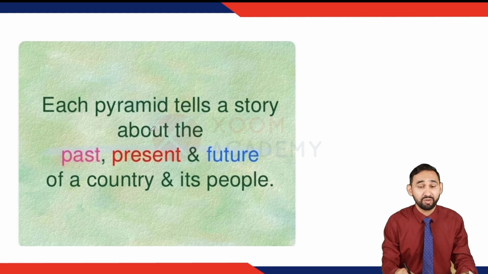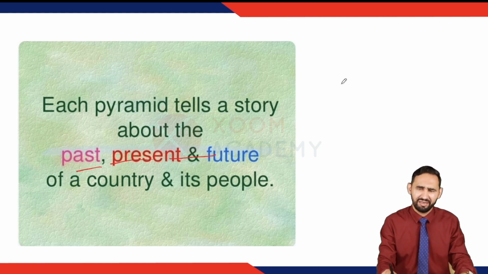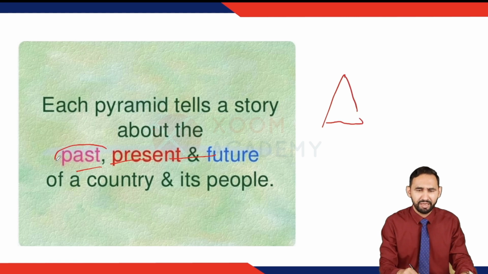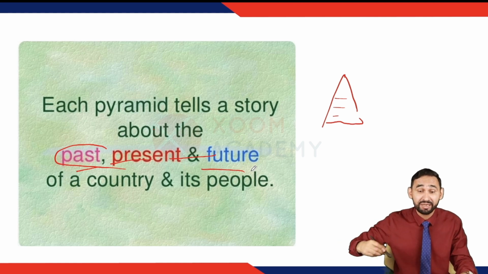Each pyramid tells a story about past, present, and future. What is this? This is a pyramid. If growth is greater, it shows that dependents are greater. What is the future? There will be a greater number of births, and our growth rate is greater.